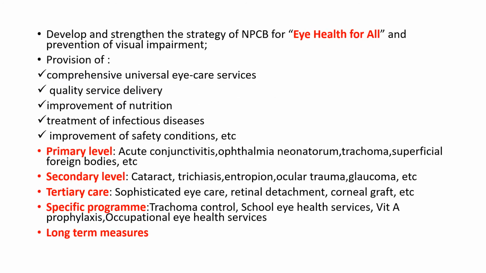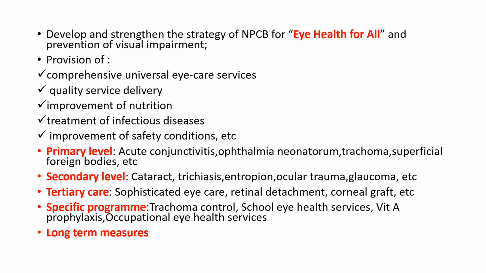So what is basically done in this context, it would be good to know, is to develop and strengthen the strategy of NPCB, the National Program for Control of Blindness, for eye health for all and prevention of visual impairment. And in this mission of cutting down preventable blindness, there is provision of comprehensive universal eye care services, quality service delivery, improvement of nutrition, treatment of infectious diseases, improvement of safety conditions, etc.